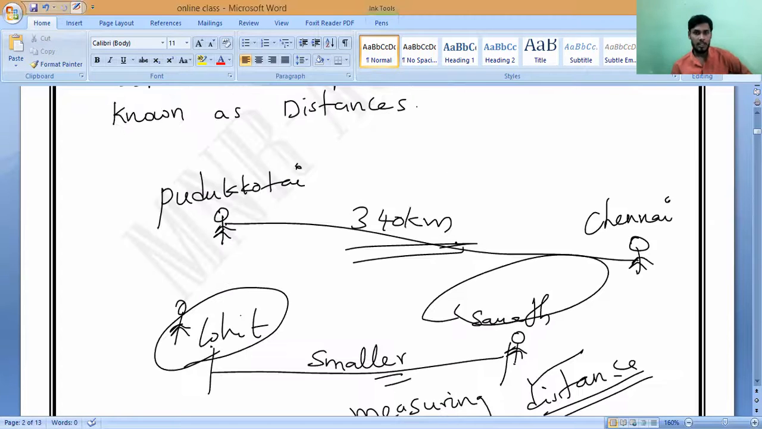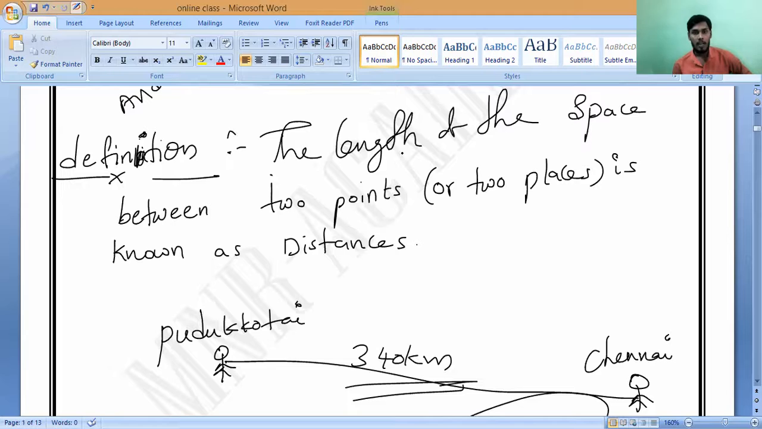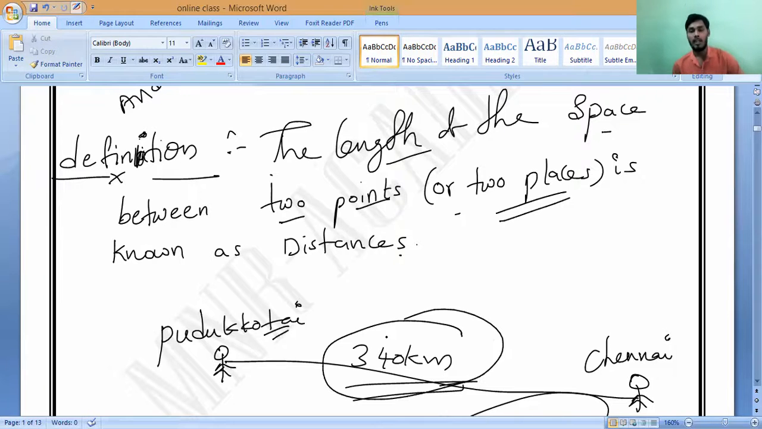So what is the meaning of distance you studied? Distance means the length of the space between two points or two places, known as distance. Example: the distance between Pudukkottai and Chennai is around 340 kilometers. So I can say the length of the space between Pudukkottai and Chennai is 340 kilometers. Is it yes or no?